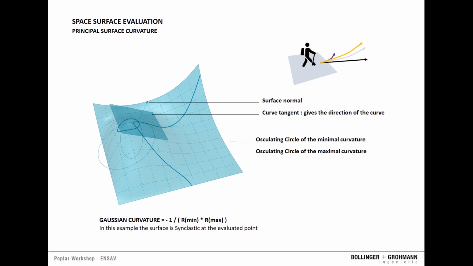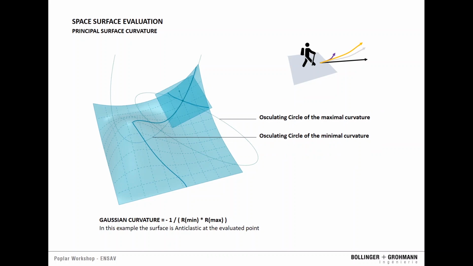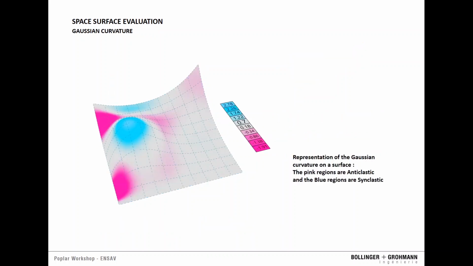Now, if you multiply these two curvatures, you get the Gaussian curvature. And this is really the intrinsic characteristic of the surface. Here you can see that we can establish how the surface is curved.